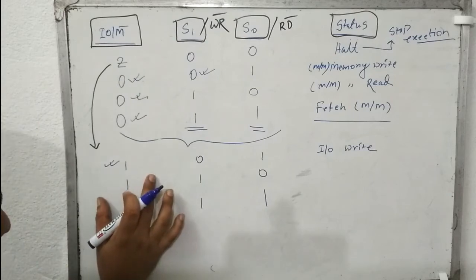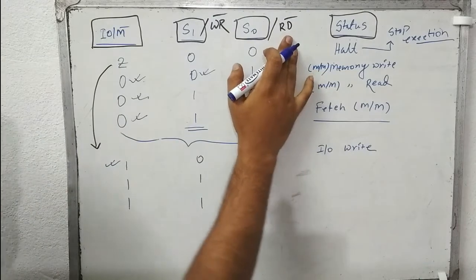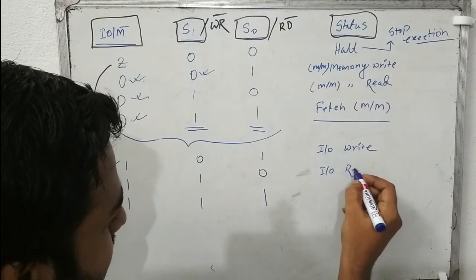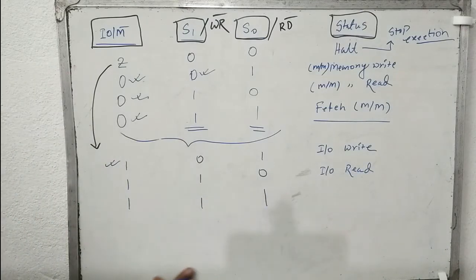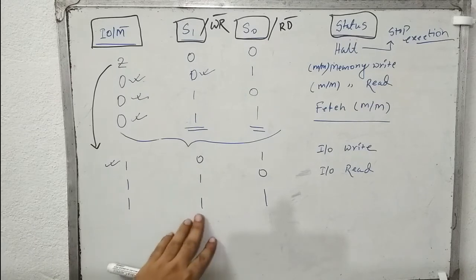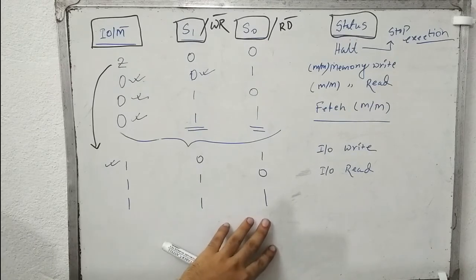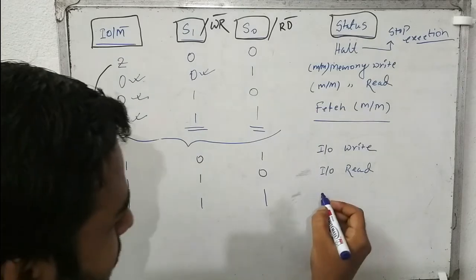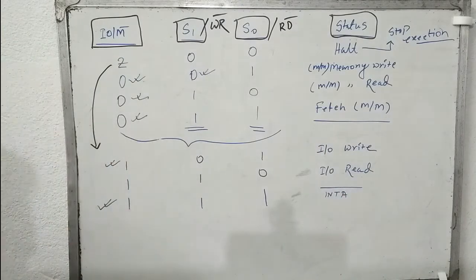Here it is also an input output operation, but 0 is here, which means read bar will be activated, and that means IO read. Here is 1 1 1. What does it mean? Neither a write nor a read operation will be performed. When this kind of code is generated, this code is called INTA, which is an active low signal.